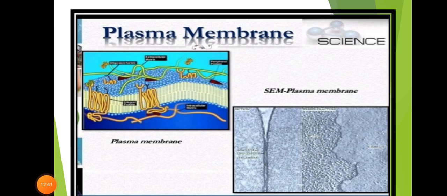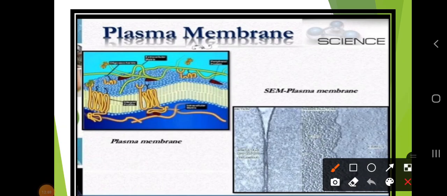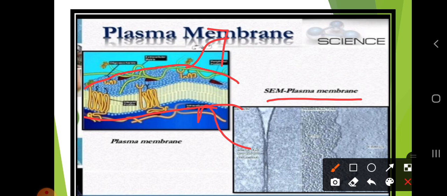This is the typical structure of the plasma membrane. Here you can observe that the plasma membrane is the outer layer of the cell. It is also called the semi-permeable membrane, which gives permission to the material to enter or exit from the body. This is the main thing you have to keep in mind about the plasma membrane, that it is a selectively permeable membrane.